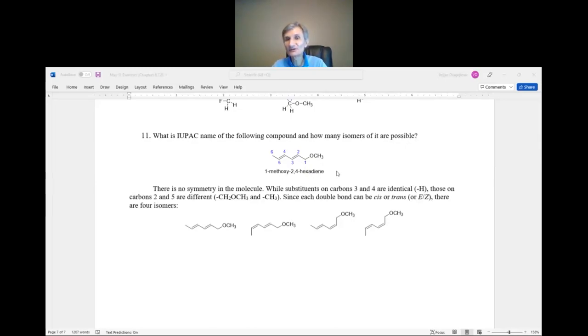So 2E,4Z would be identical to 2Z,4E. And we would have only three different isomers. But in this case, because there is no symmetry, we have all four possible isomers.